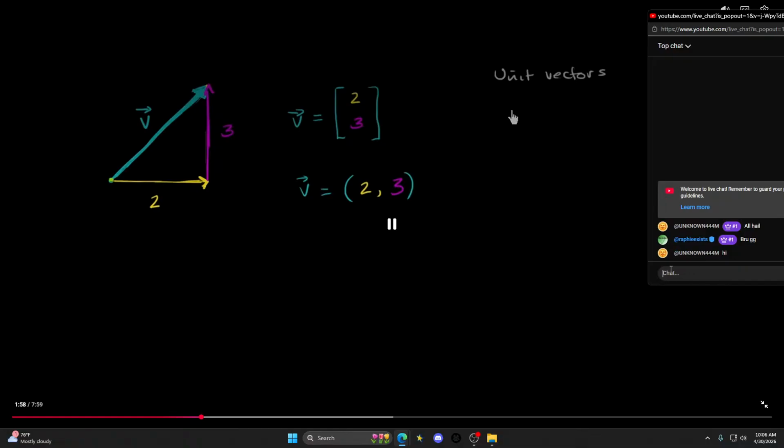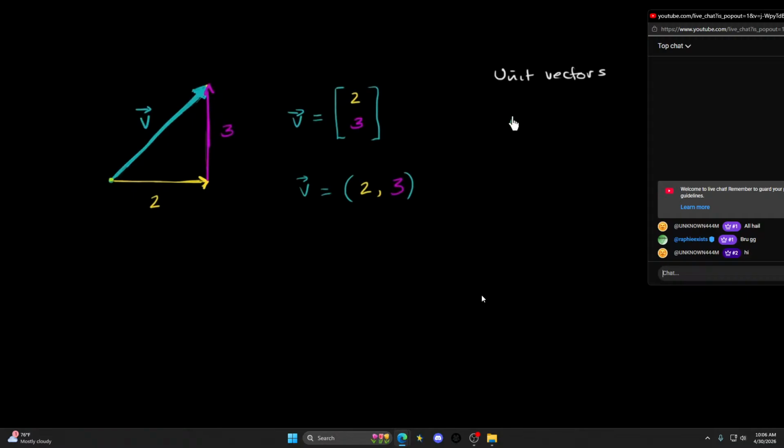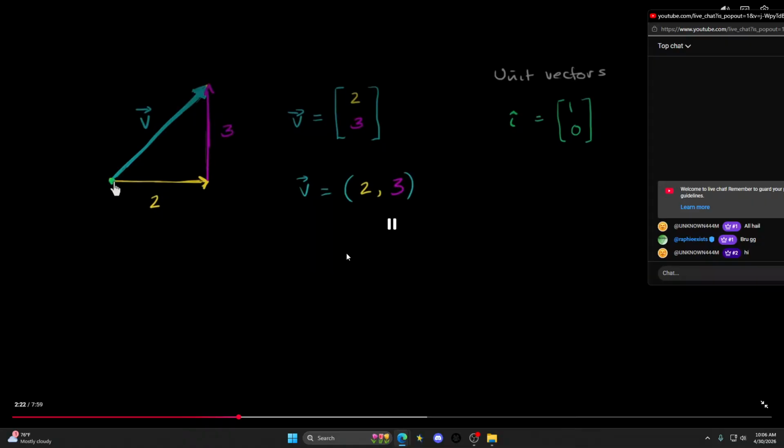So let's define a unit vector i, and the way that we denote that it is a unit vector is instead of putting an arrow on top, we put this kind of hat on top of it. So the unit vector i, if we wanted to write it in this notation right over here, we would say it only goes 1 unit in the horizontal direction, and it doesn't go at all in the vertical direction. So it would look something like this. That is the unit vector i.